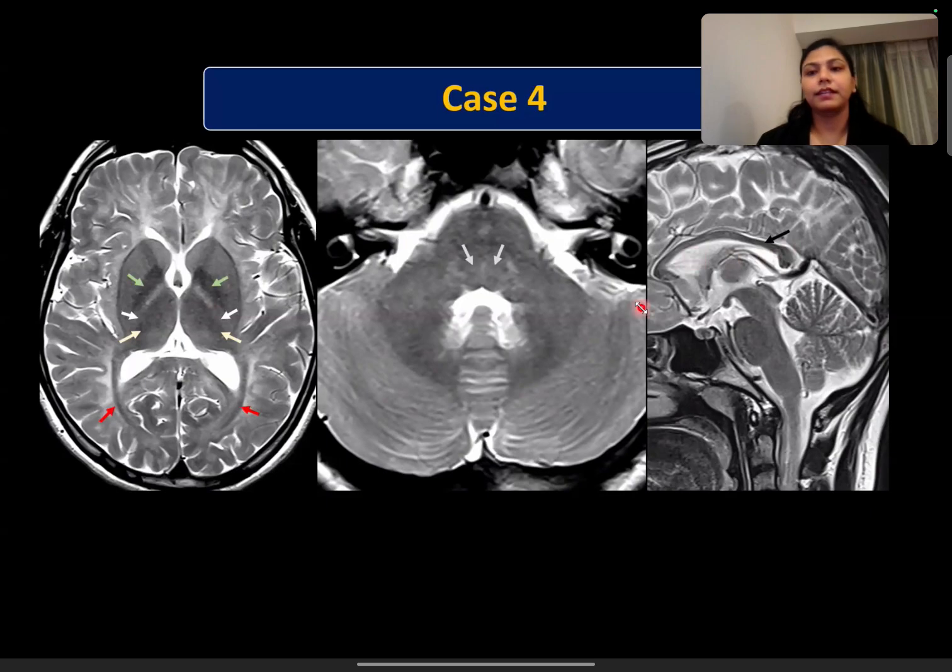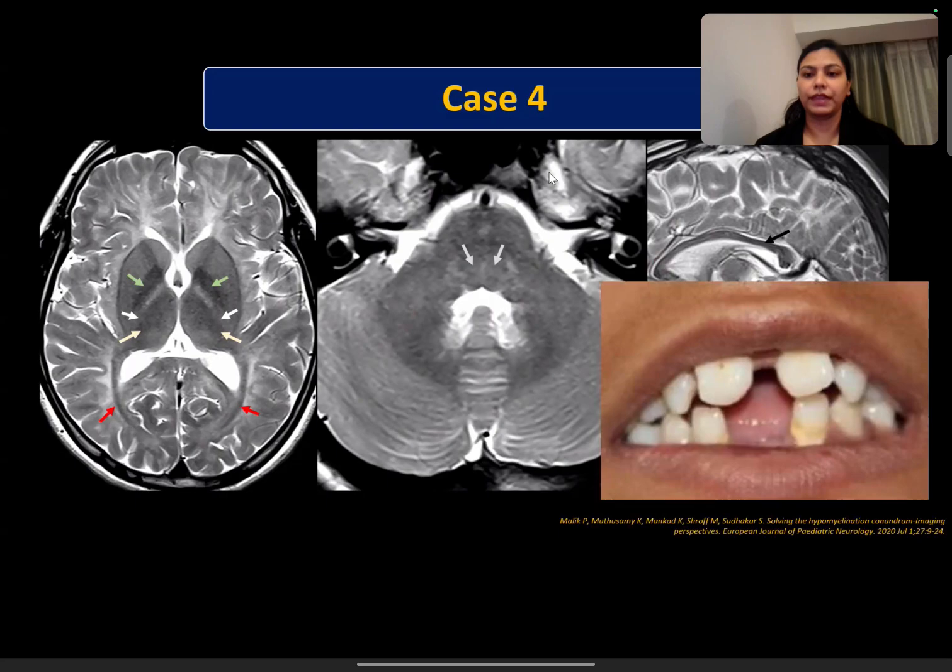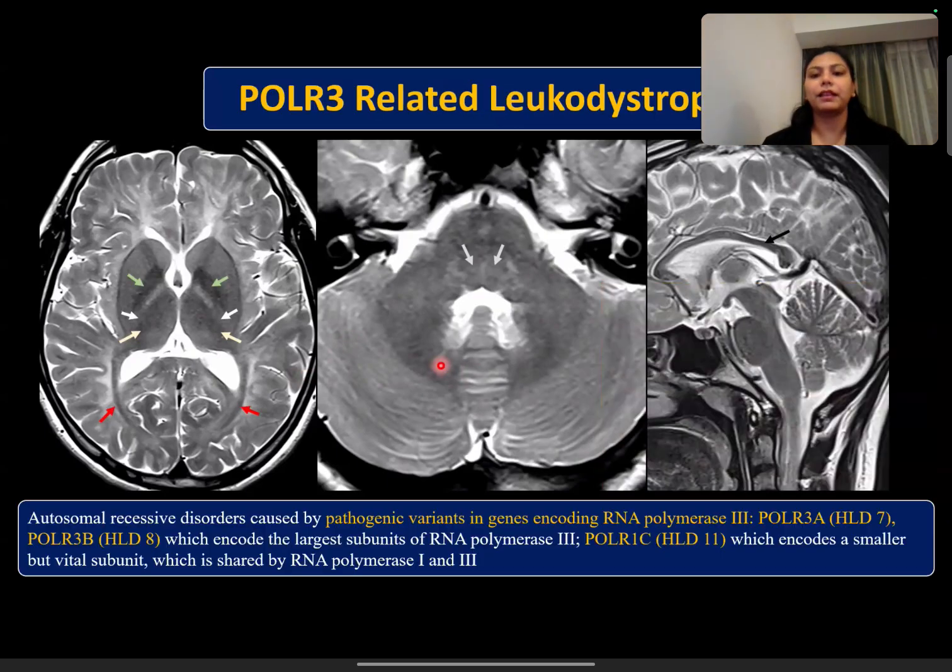In this pattern, the clinical clue is, and this image is not mine, taken from one of a very nice article, that this patient has hypodontia and also hypogonadotropic hypogonadism. So hypodontia, hypogonadotropic hypogonadism with hypomyelination. Yes, brilliant. So it is 4H syndrome. This is POLR3-related leukodystrophy. There can be pathogenic variants in the genes encoding RNA polymerase III. It can be POLR3A, POLR3B, as well as POLR1C. In this case, it was POLR1C.